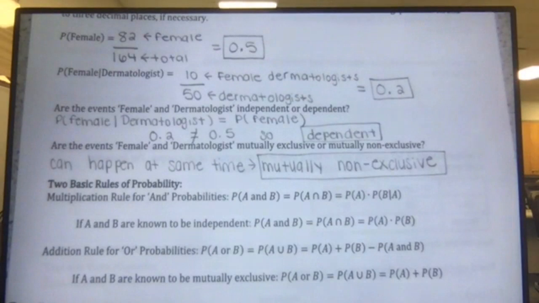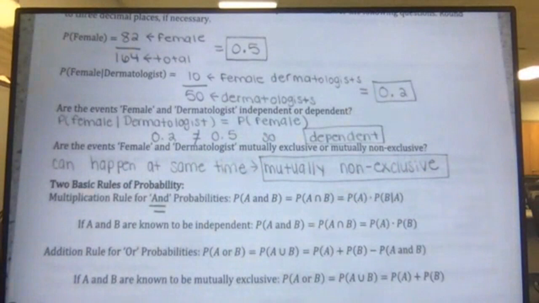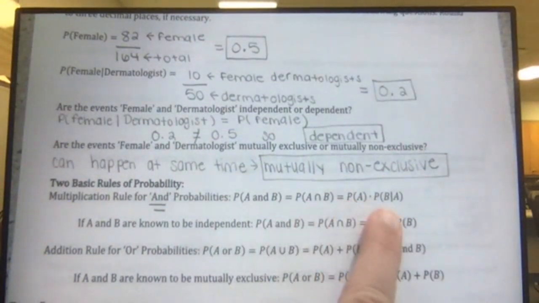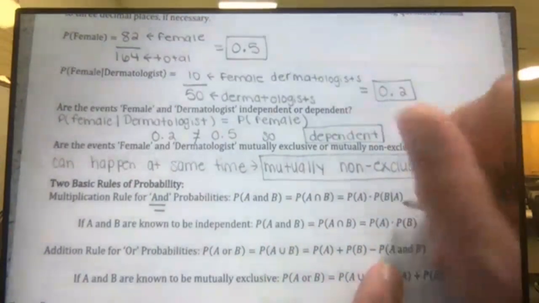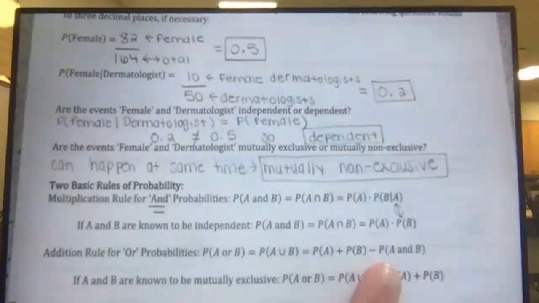Two basic rules of probability: we have the multiplication rule and we have the addition rule. The multiplication rule is for and probabilities. If it's the probability of A and B, remember and is like our upside down U, we're going to have the probability of A times the probability of B given A. If they're known to be independent, we can shortcut this, because that means the probability of B given A is the same thing as just the probability of B. So we can go straight there. Notice for and, you're going to multiply.